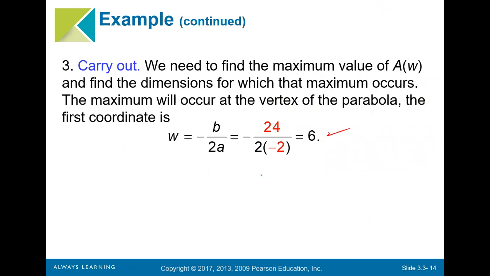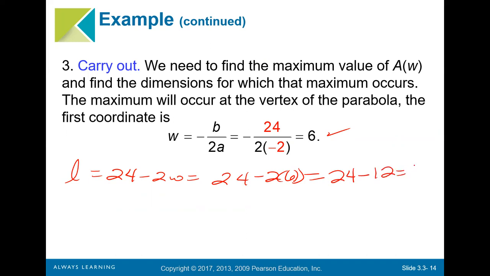Now, we know the width is 6 feet. Then the length. My length, we said, was 24 minus 2W. So let's plug in the width. There we go. So I get 24 minus 12, which is 12 feet. So 6 feet is the width. The length is 12 feet.